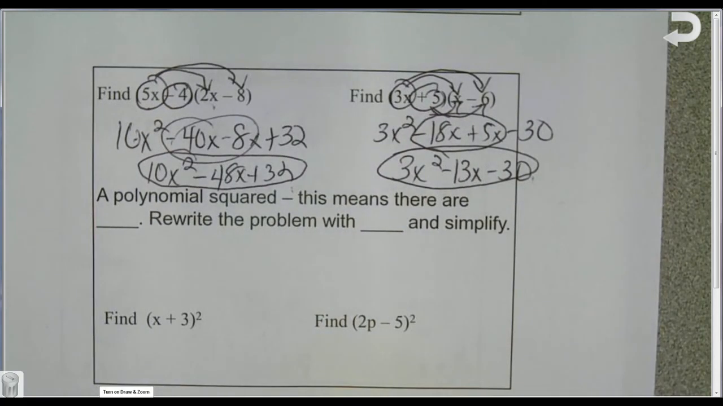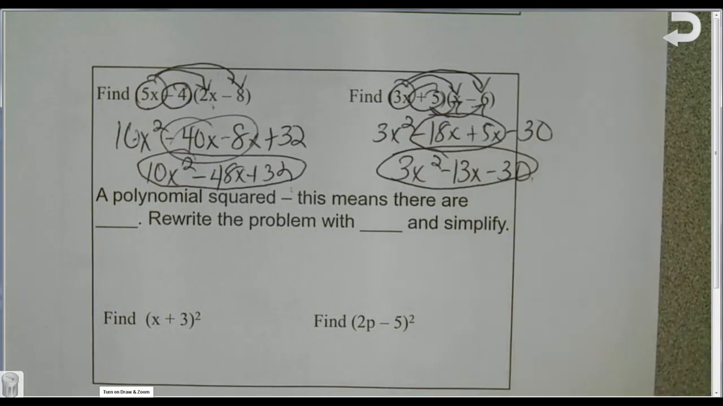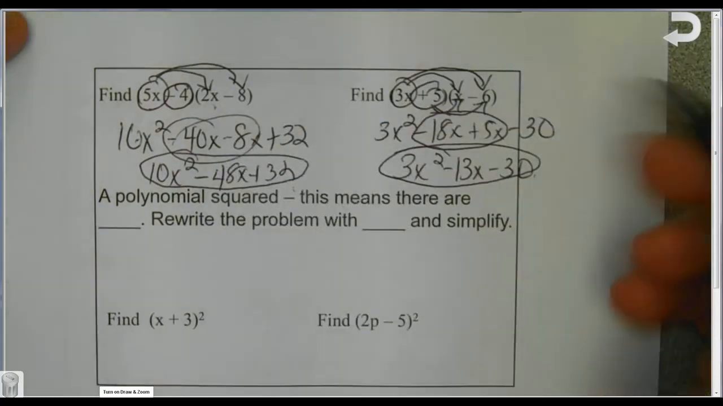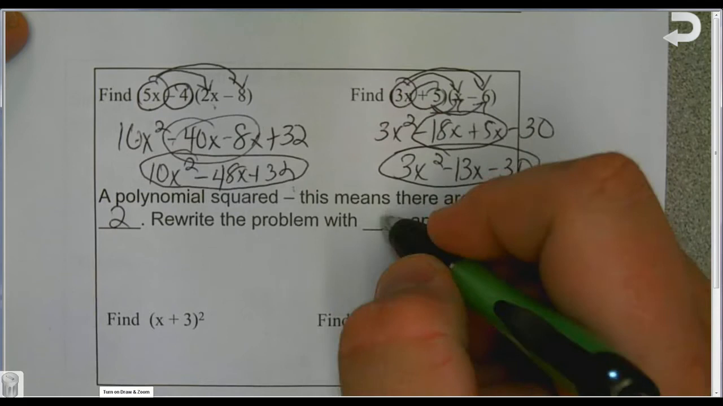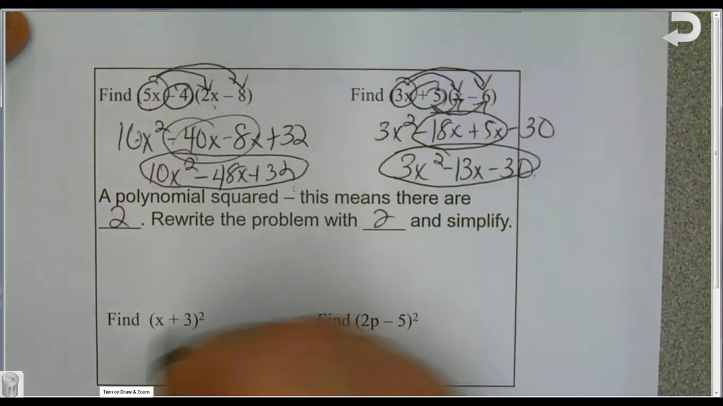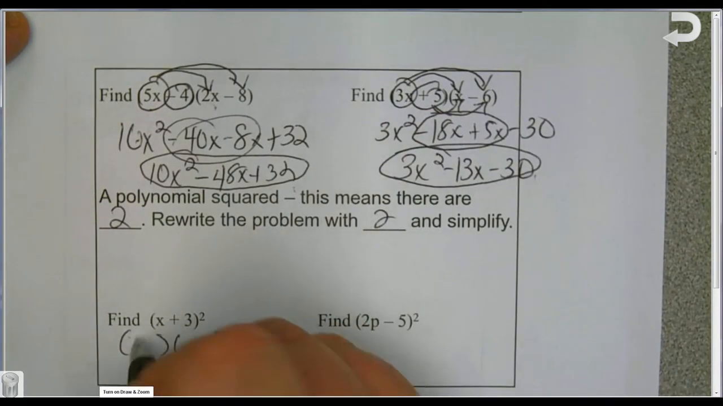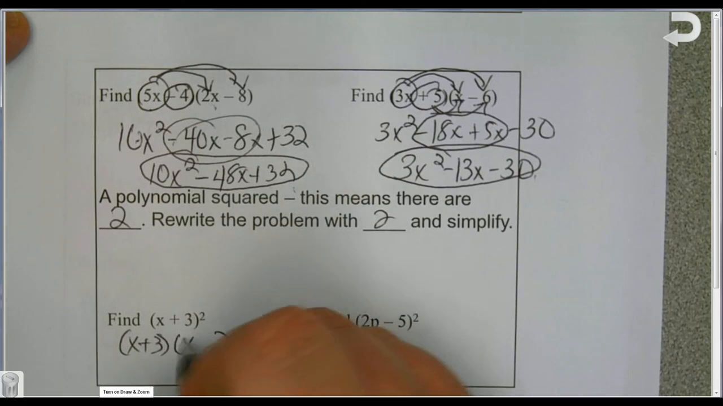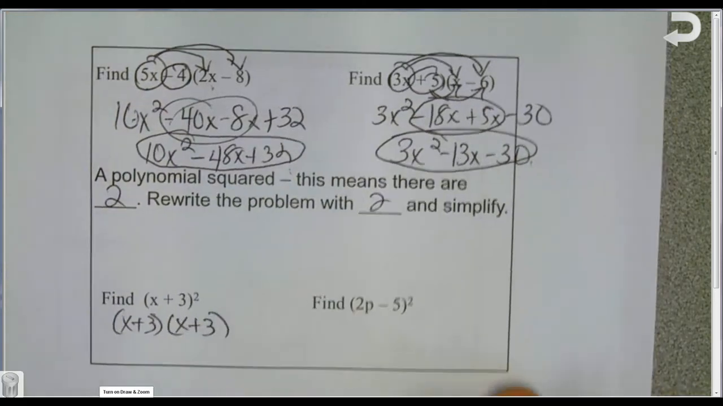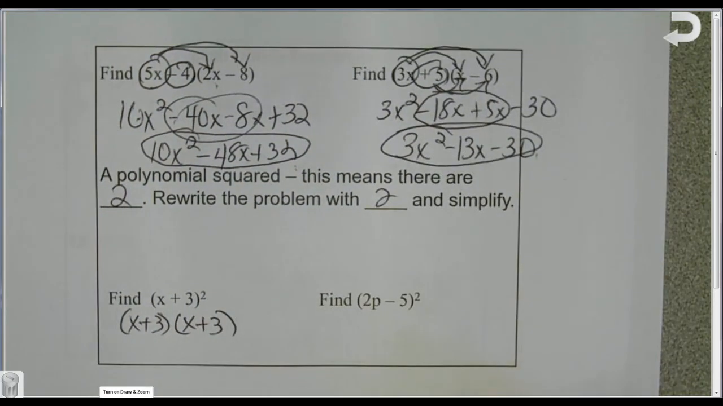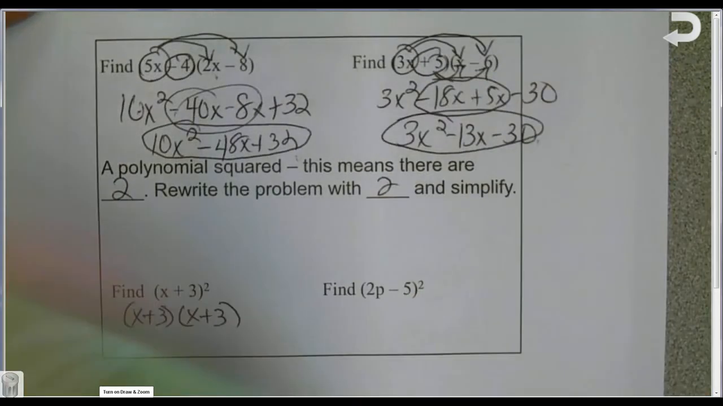Now, a couple of things that can come up that are kind of like exceptions is a polynomial squared. This means that there are two. So you rewrite the problem with 2, and then you simplify. So whenever you see x plus 3 squared, you're going to rewrite that problem as x plus 3 times x plus 3. And then you can use what we talked about in the previous sections.